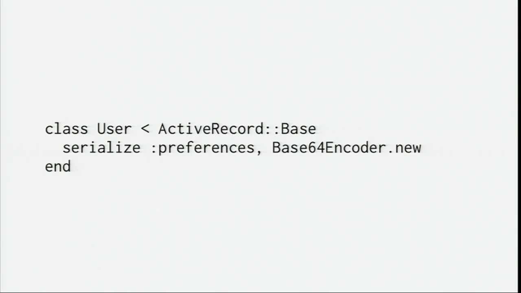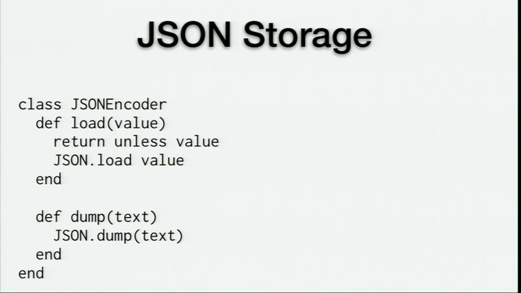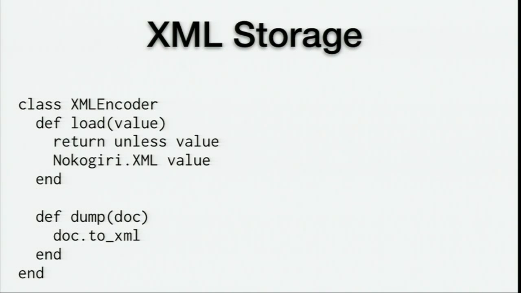We're able to supply a second parameter to serialize with the strategy that we want to use to emit to the database. So we have to implement a coder, and that coder encodes our data to the database. And what does that API look like? You just have to implement a load and a dump, and provide that to serialize. On load, that's when you get data back from the database. When you're dumping, that's when you're dumping data to the database. So it's very easy. We can implement base64 storage, JSON storage, Marshal storage, XML storage, right? Everyone wants to store XML in their database.